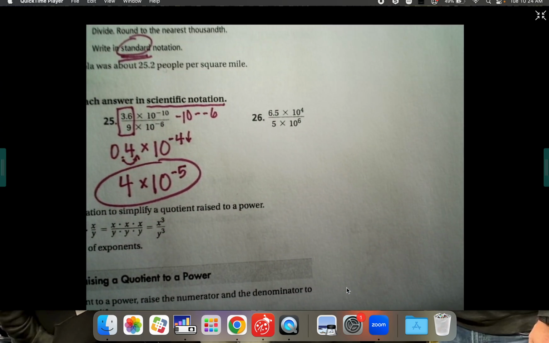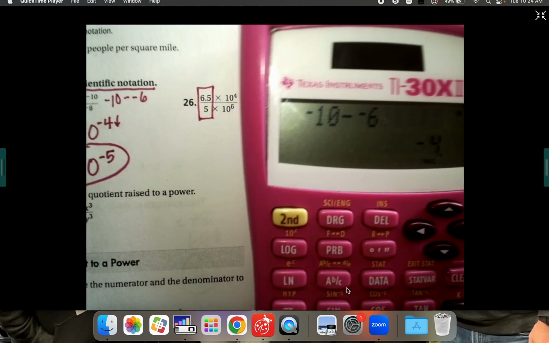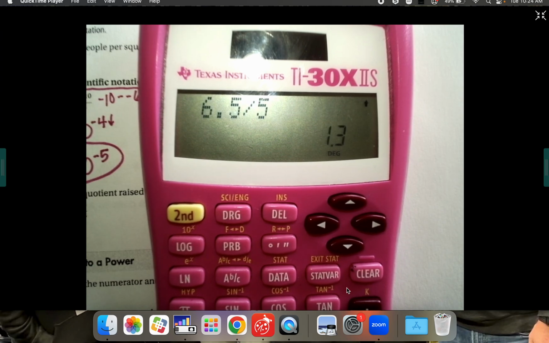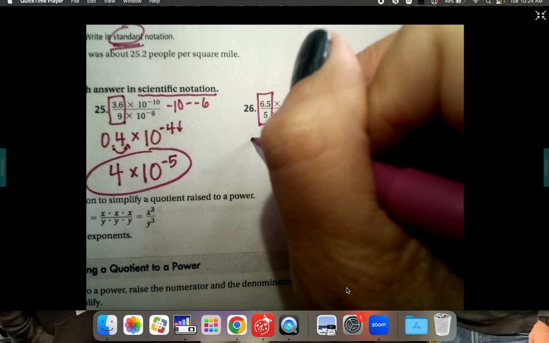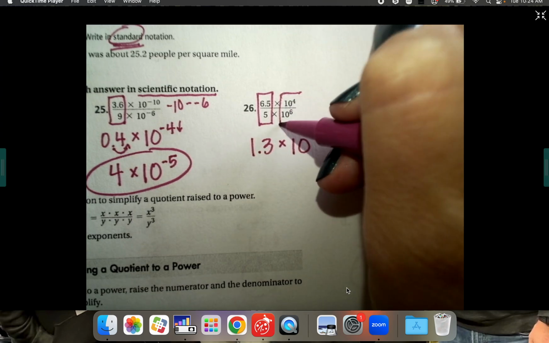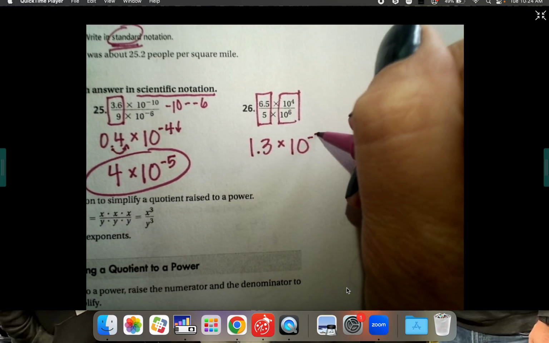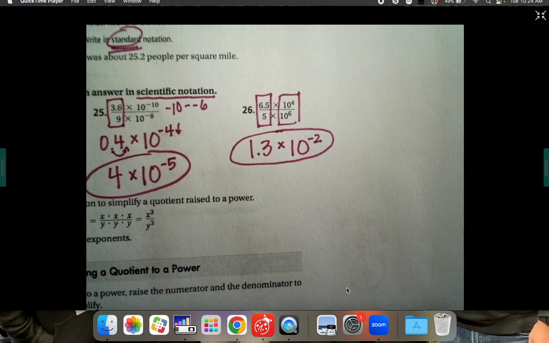Okay, last one. Take this and go ahead and divide it. So 6.5 divided by 5 is 1.3. I love it because it's already in scientific notation. We won't have to change it or convert it. Times 10 to the power of, let's subtract, 4 minus 6 is negative 2. And it's okay for scientific notation to have negative exponents, just not when you are simplifying regular exponents or variables.